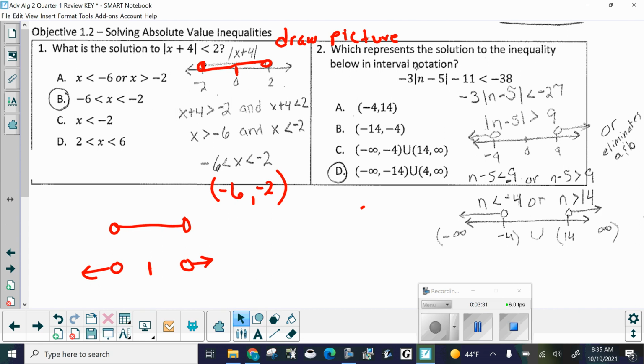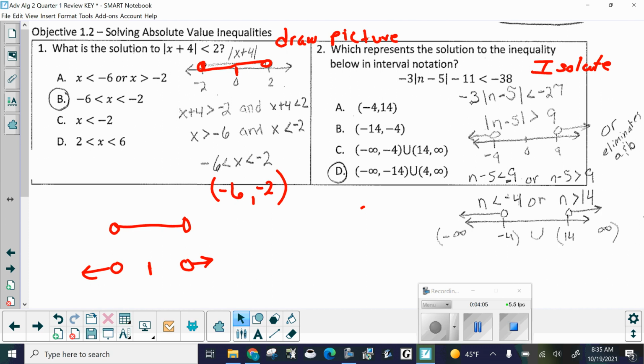For this one, for number 2, which represents the solution to the inequality below in interval notation? Okay, first off, notice that my absolute value is not isolated. So the first thing I must do is isolate the absolute value. To do that, I'm going to add 11 to both sides. So I have negative 3 times the quantity n minus 5 less than negative 27. Negative 38 plus 11 is negative 27.